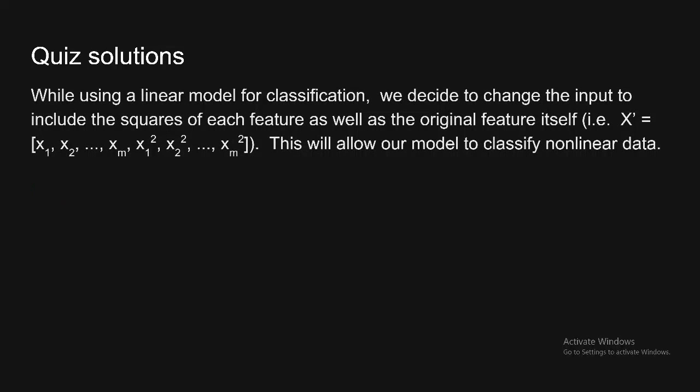While using a linear model for classification, we decide to change the input to include the squares of each feature as well as the original feature itself. That'd be our new data would be x1, x2, all the way up to xm, but also x1 squared up through xm squared.